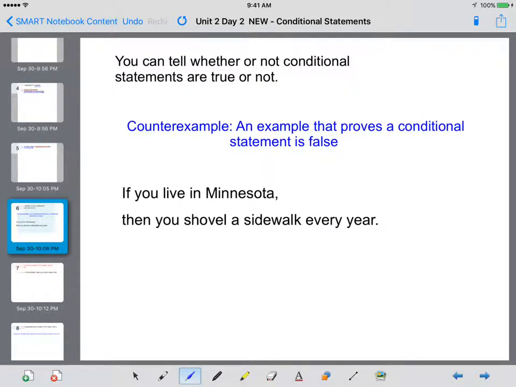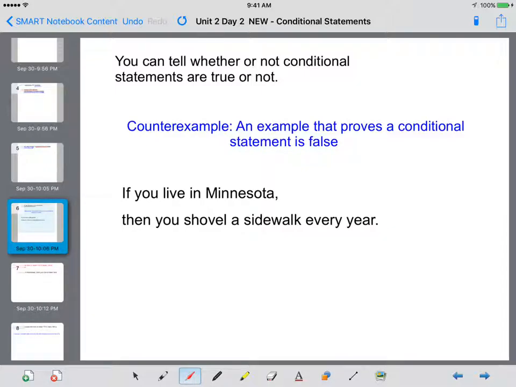Now, some of these statements you might think have a notion of being true or being false. We can come up with what's called a counterexample. We've worked with counterexamples before. An example that proves a conditional statement is false. Here's our conditional. If you live in Minnesota, then you shovel a sidewalk every year. Now, can you think of an example of a person that lives in Minnesota but maybe doesn't have to shovel a sidewalk every year?